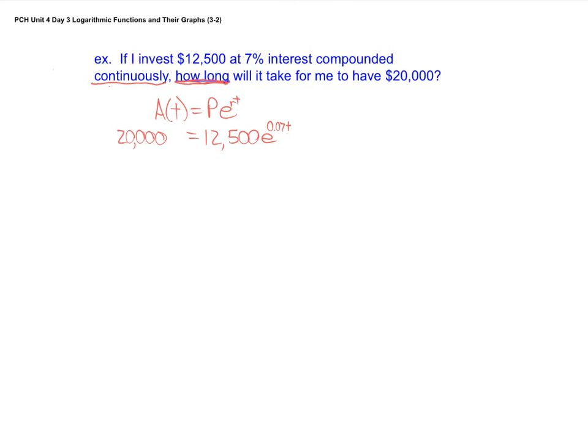So, we start to solve this. Before we can take any kind of a natural log, we have to divide both sides by the 12,500 in order to get the e by itself. So I have e to the 0.07t equals the 20,000 divided by 12,500, and I get 1.6. Okay? So, at this point, I have an exponential on the right-hand side with a base of e, so I need to take the logarithm with a base of e of both sides.